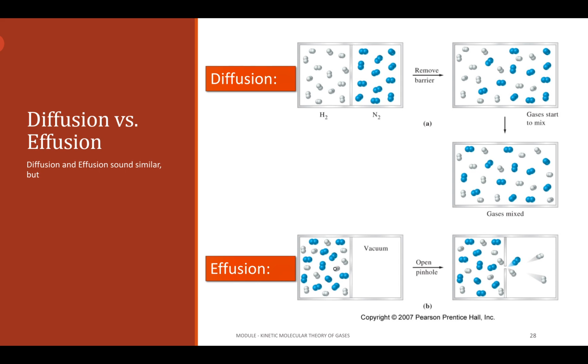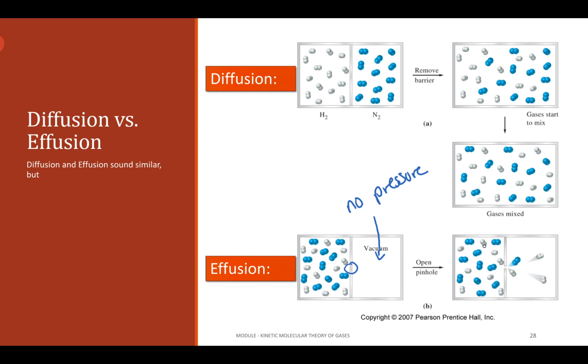For effusion, we start with one half of the container filled with gas molecules and the other part of the container having no gas molecules. This is just empty space. When we talk about a vacuum, that just means lack of gas molecules, and so no pressure in there. Then we have a small hole form in this barrier. And now the gases, as they're bouncing around the container, if they happen to go through just the right way, they can pass through the hole into the other part of the container.